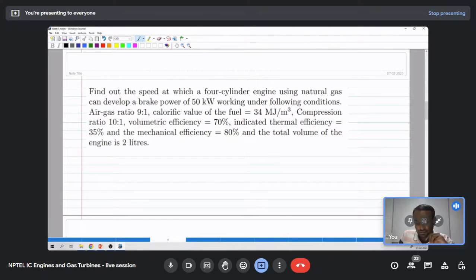Find out the speed at which a four-cylinder engine using natural gas can develop a brake power of 50 kilowatt working under following conditions. Air-gas ratio is given as 9:1. Calorific value of the fuel is 34 megajoules per meter cube. Compression ratio is 10:1. Volumetric efficiency is 70%. Indicated thermal efficiency is 35%, and the mechanical efficiency is 80%. The total volume of the engine is 2 liters.